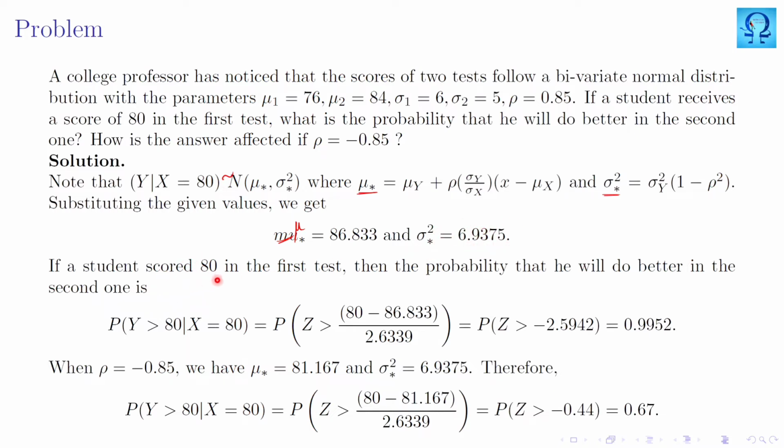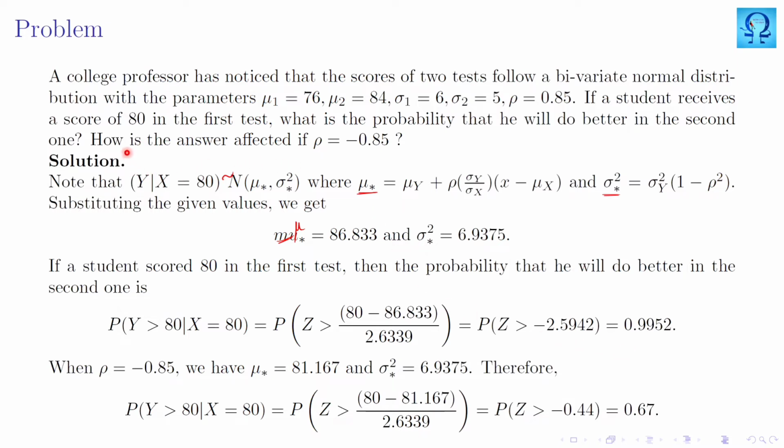So he is scoring more than what he scored in the first test, which means more than 80. We need to find it out. For this we have this. We just standardize it, and from the table we calculate this value. So all we need to do is to find out this mu star and sigma star square and just calculate the remaining things. That's it.